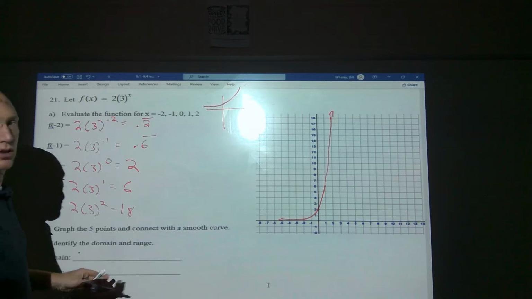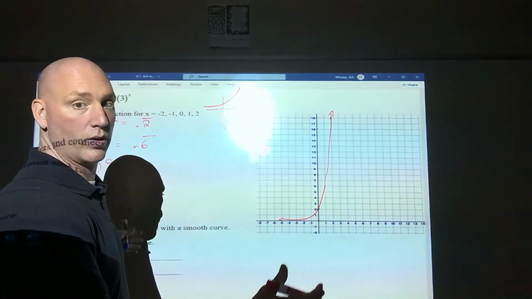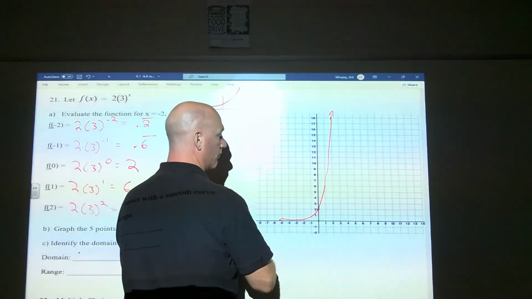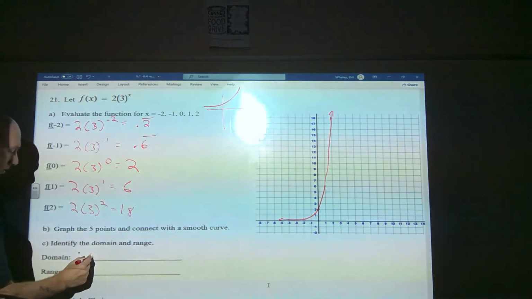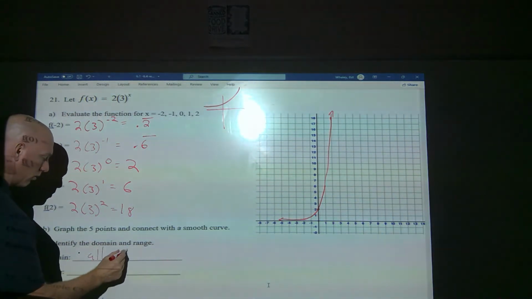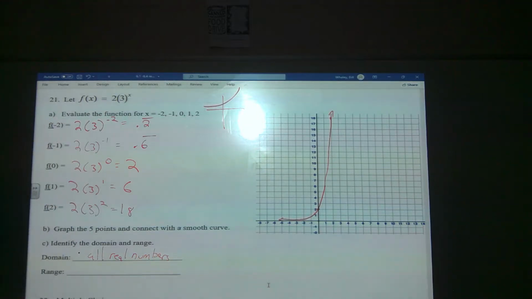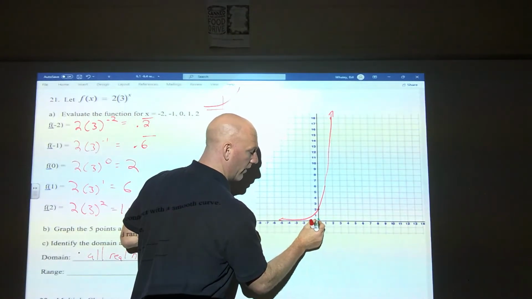The domain. So we went over this in class. This is pretty much always going to be all real numbers. You can plug any x you want in, or you can see the graph goes as far left and as far right as you can imagine. So the domain is all real numbers. The range. Well, it gets really, really close to 0, but never hits.